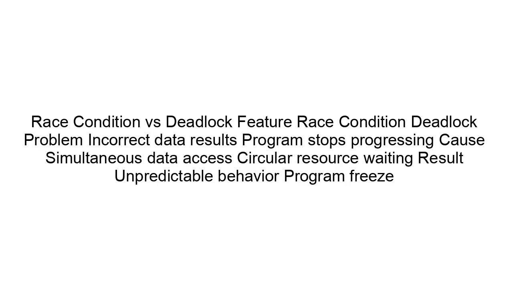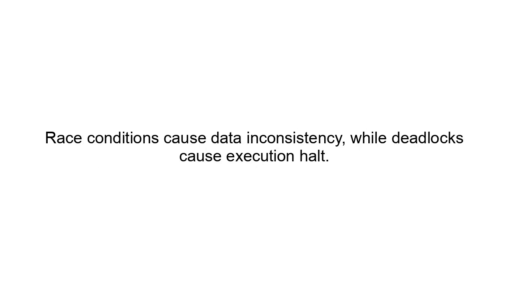Race condition versus deadlock. Feature: race condition, deadlock. Problem: incorrect data results, program stops progressing. Cause: simultaneous data access, circular resource waiting. Result: unpredictable behavior, program freeze. Race conditions cause data inconsistency, while deadlocks cause execution halt.